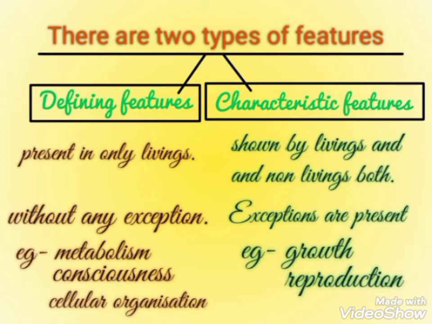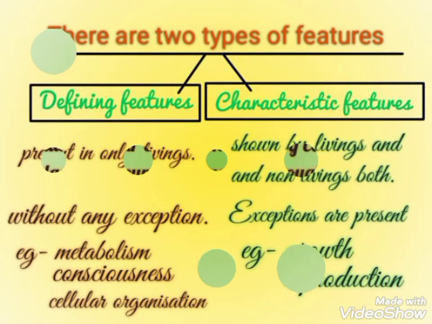Second, reproduction can also be taken as a characteristic feature. But why? Do non-livings also reproduce? No. Non-livings do not reproduce, but the characteristic features are the features which have exceptions. So, there are livings which cannot reproduce, like mules. So, it has exceptions. Therefore, reproduction is a characteristic feature. Now, let's study all these in detail.